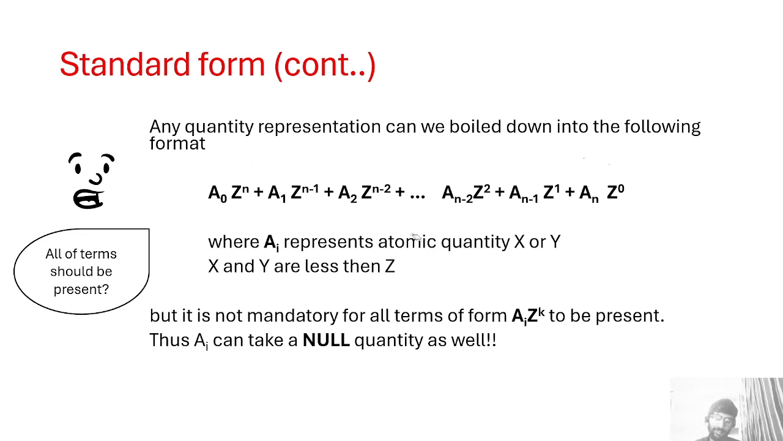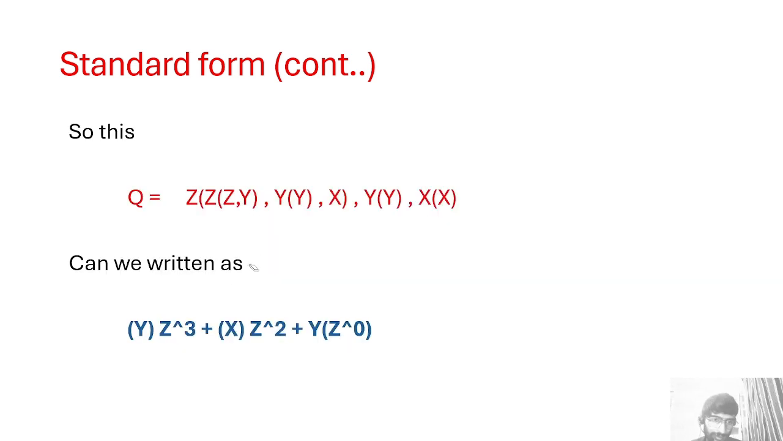Well, here Frank asks a very interesting question, a very good question actually, that all terms should be present. Clearly we saw that in this case all powers of z were not present. Z of 1 was not present, right? Z to the power 1 was not present.